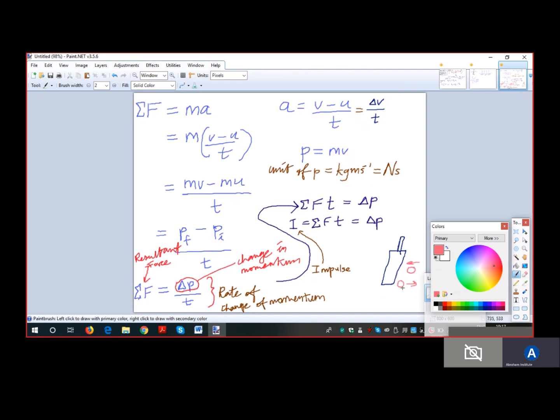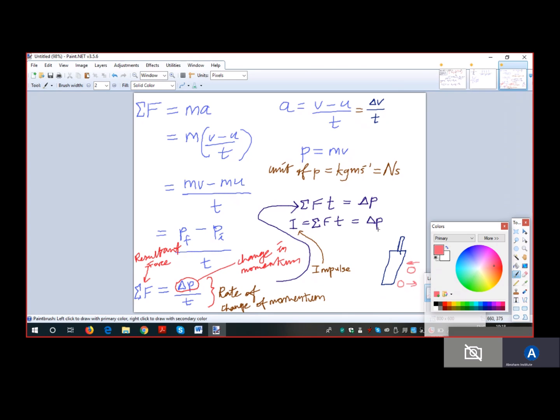The direction of the ball changed, and maybe also the speed of the ball changed. So again, what do we have? This delta P: the initial momentum is the mass of the ball times its velocity here, and the final momentum is the mass of the ball again times its velocity. And momentum is a vector quantity, so you have to consider the direction.